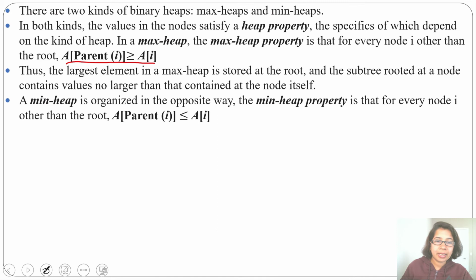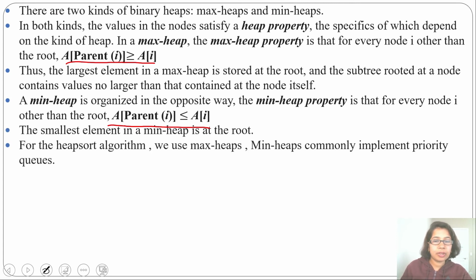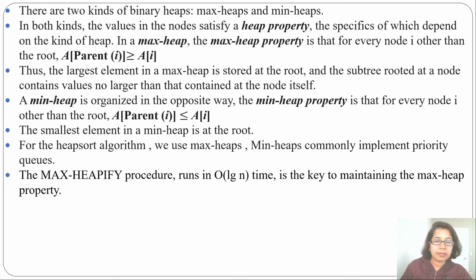Next, in min heap, the parent value should be less than or equal to its child. We can say the root contains the smallest element. For the heap sort algorithm, we use max heap, while min heap is used for priority queues. Here we are mainly focusing on max heap. The max heapify procedure, which runs in order of log n time, is the key to maintaining the max heap property. I will discuss this algorithm in the next lecture.